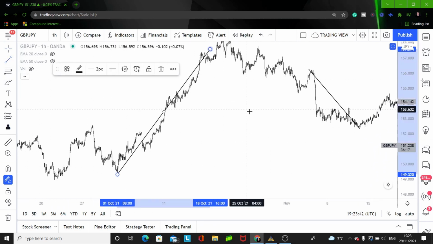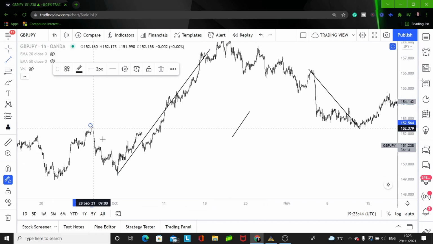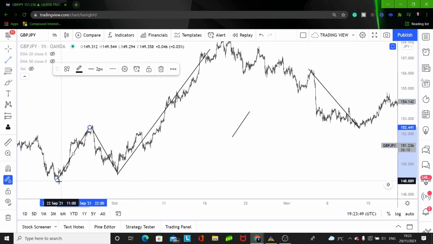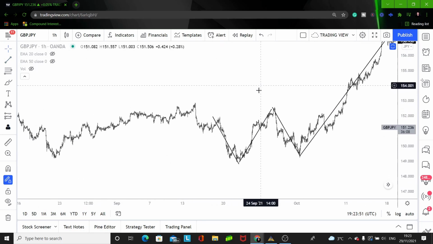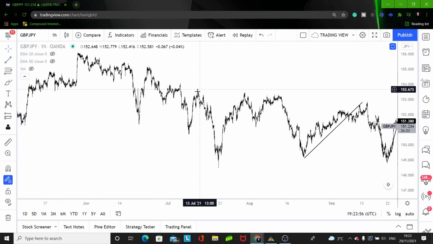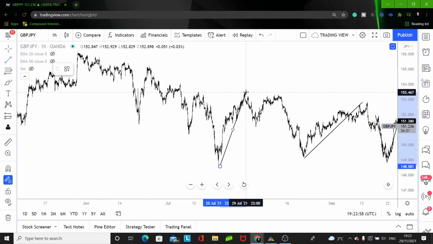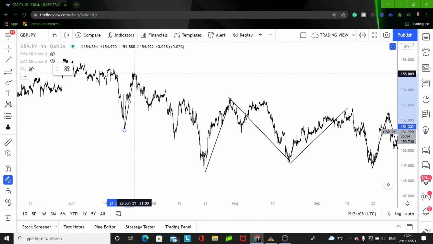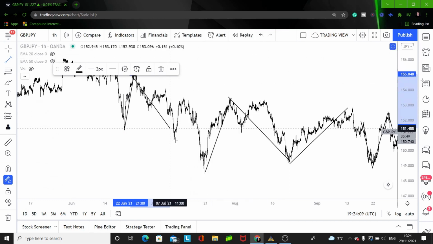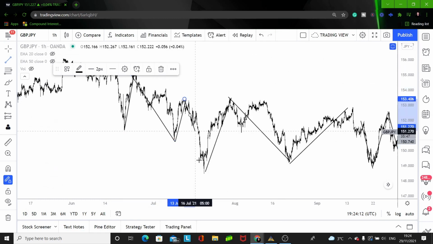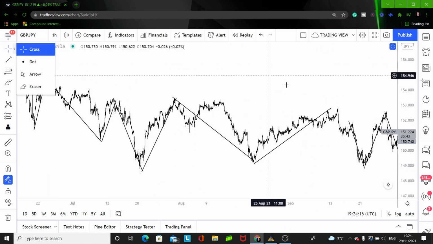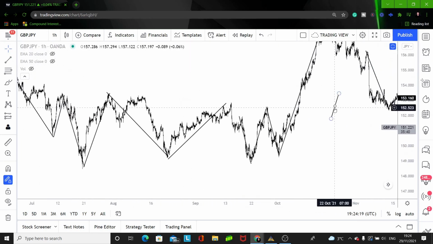Another impulsive move, and another. Just bear with me. An impulsive move, and another impulsive move. So these are just really obvious areas where I've seen price react from.